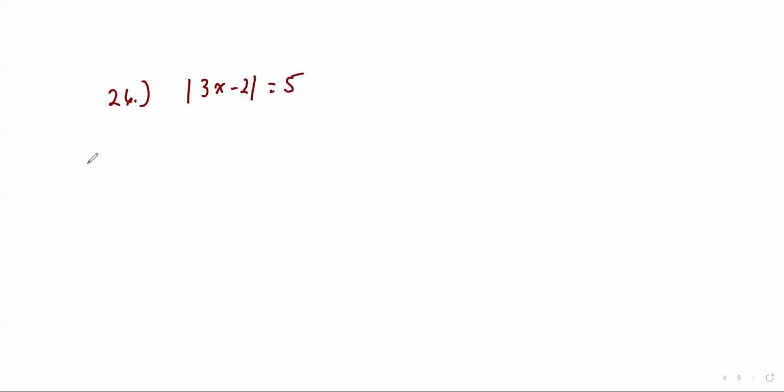So remember, absolute value is the distance from 0. So there's actually two numbers that 3x minus 2 could equal to be 5 numbers from 0. This right here, 3x minus 2, could equal 5. Like that whole thing could equal 5, and it would be 5 numbers from 0. But 3x minus 2 could also equal -5 because the absolute value of -5 is also 5. So there's where your two equations come from.